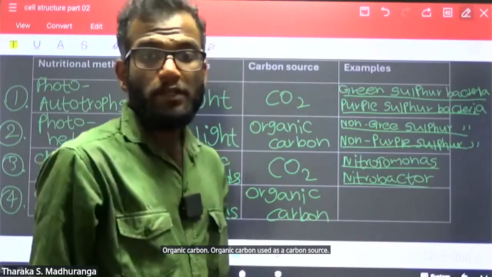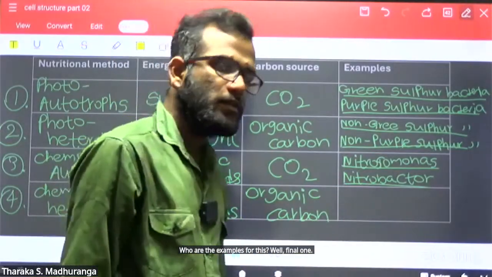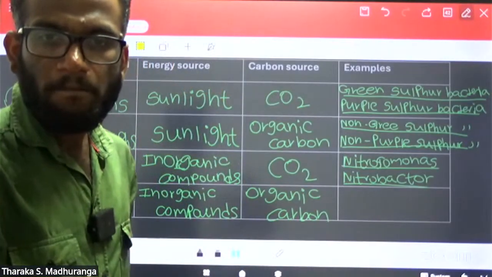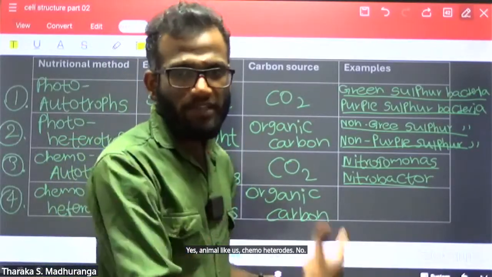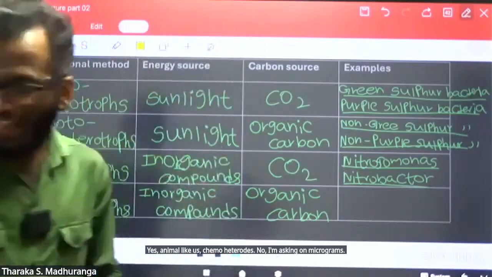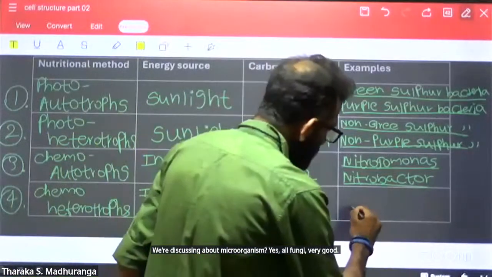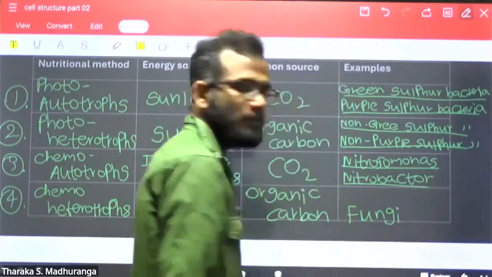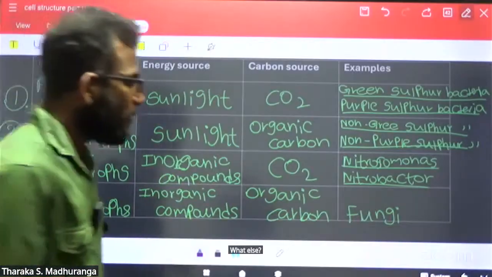Who are the examples for this one, the final one, chemoheterotrophs? Yes, animals like us. No, I'm asking about microorganisms. We're discussing microorganisms. Yes, all fungi, very good. What else? Protozoa.